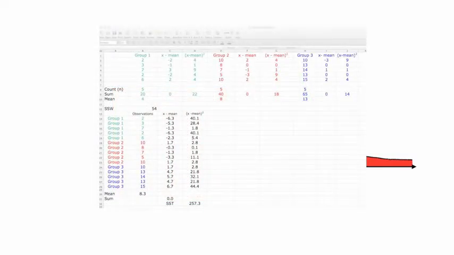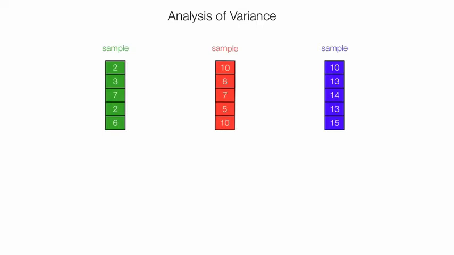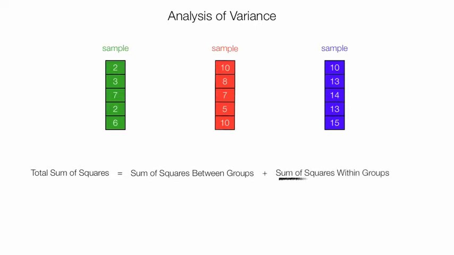I also have a whole video on how to do these same calculations using Microsoft Excel. Total sum of squares is equal to sum of squares between groups plus sum of squares within groups. This is my first calculation I'm going to make now.